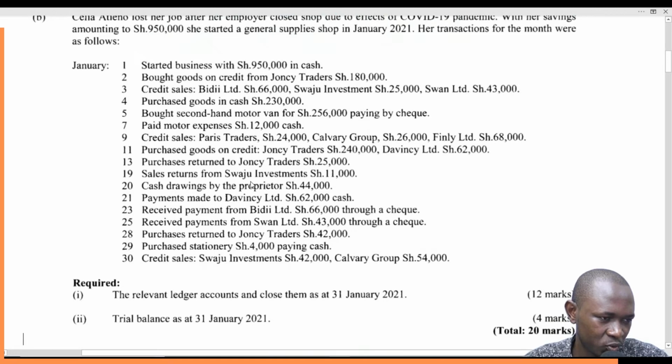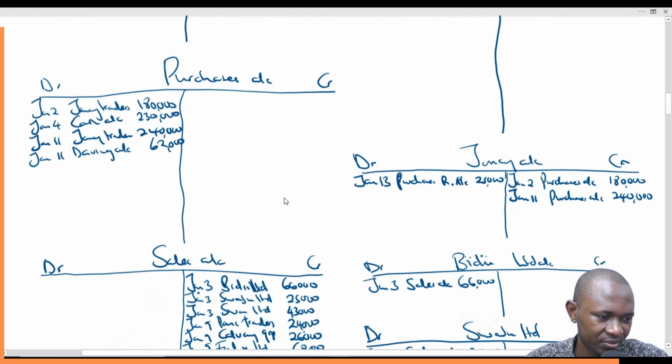So sales returns from Swaju Investments, 11,000. Sales returns from Swaju Investments.